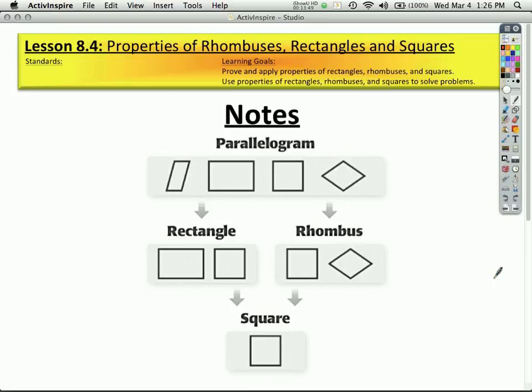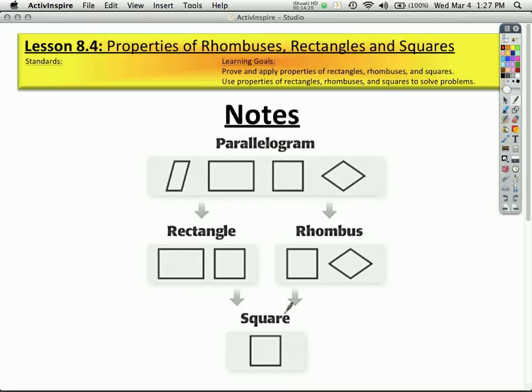So I tried to illustrate to you when we started the unit, or the chapter, that quadrilaterals and parallelograms are so important because so many ideas come from them. So we spent 2 lessons on just parallelograms and exploring their properties and then using their properties to prove that a quadrilateral was a parallelogram. But you can see that 3 major ideas stem from parallelogram.